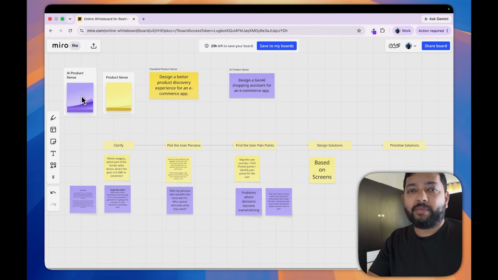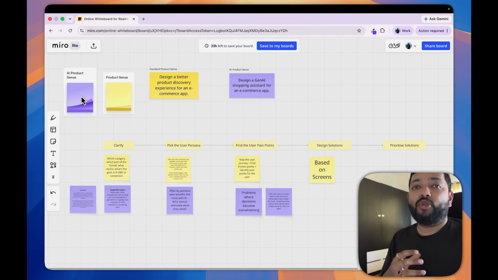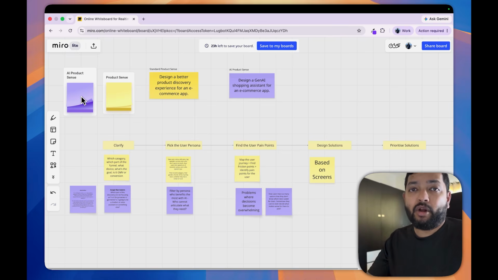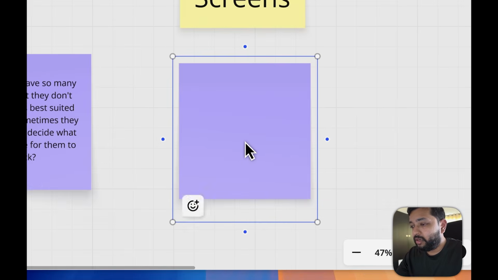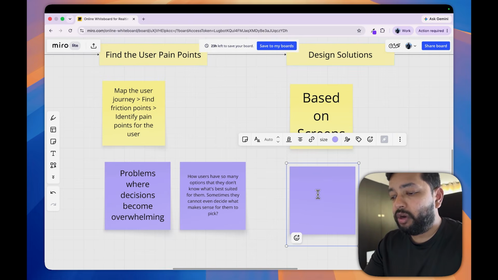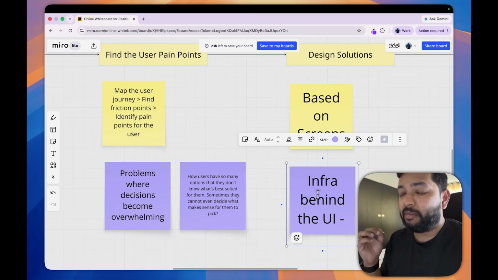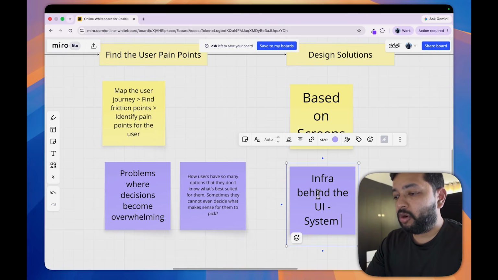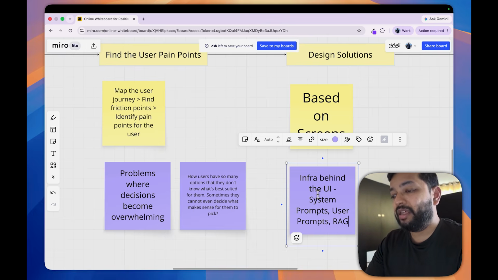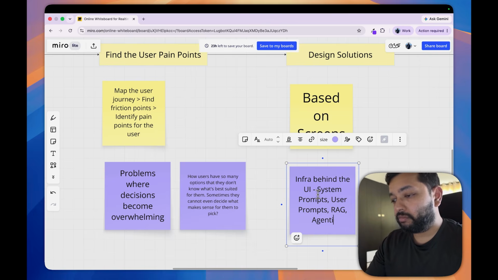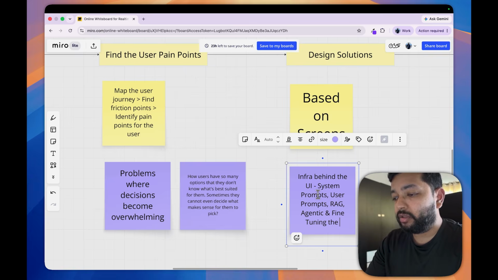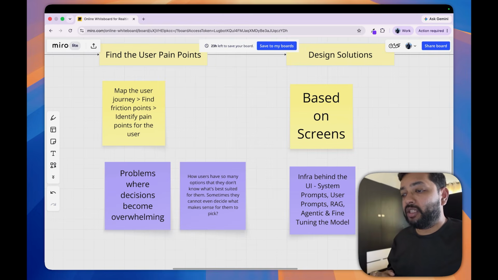Let's try and understand what the expectation is when interviewers want us to design solutions for AI product sense. What they want is for you to design the infra behind the UI, right? Now, what does this infra mean? This infra means system prompts. This infra means user prompts. This could mean RAG. This could mean agentic implementation. And this could mean fine-tuning the model, right? Of course, I don't mean to say that you need to implement all of these, but you need to figure out which ones make sense.